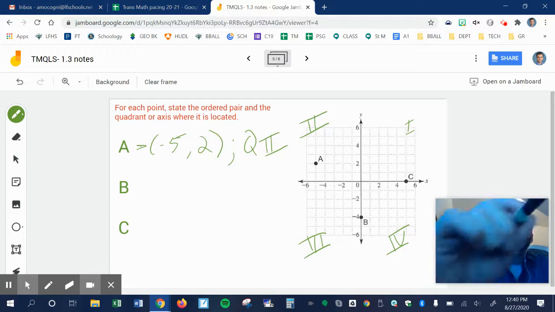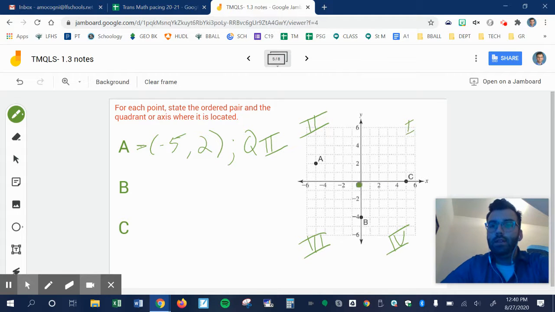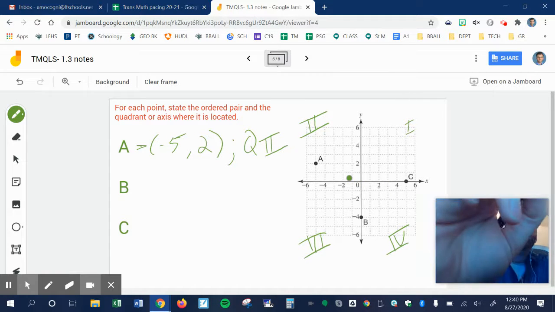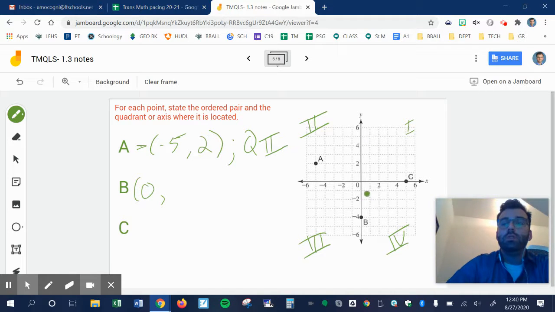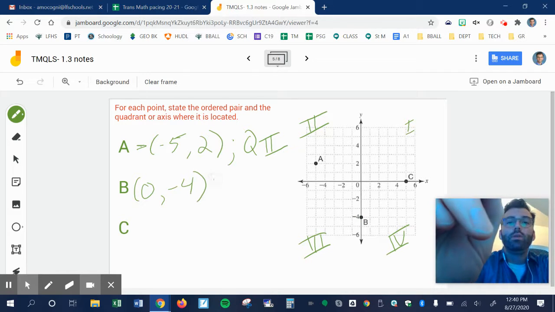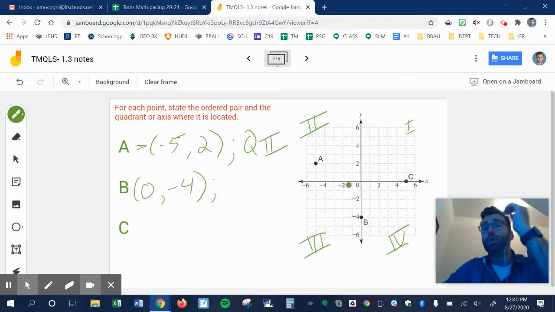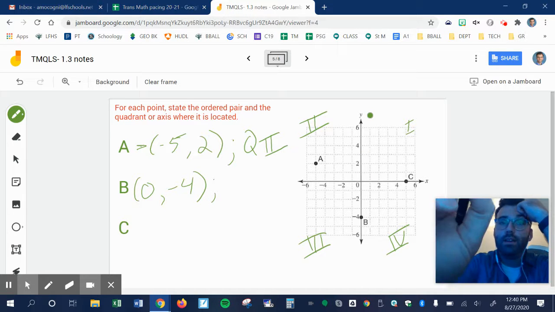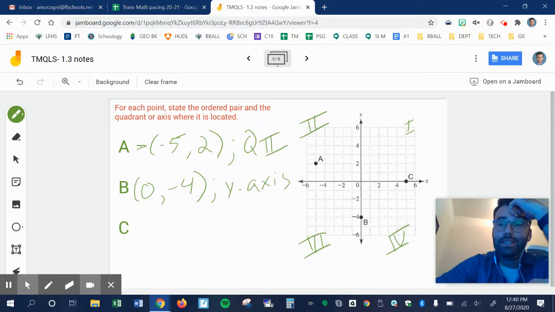Let's talk about B. Where's point B? Point B is here at 0. I didn't go left or right at all, so that's 0, and then down 4 to make that -4. Where is it located in the quadrants? It is not in a quadrant. It is located on an axis. Notice this is the y, so it's located on the y-axis.